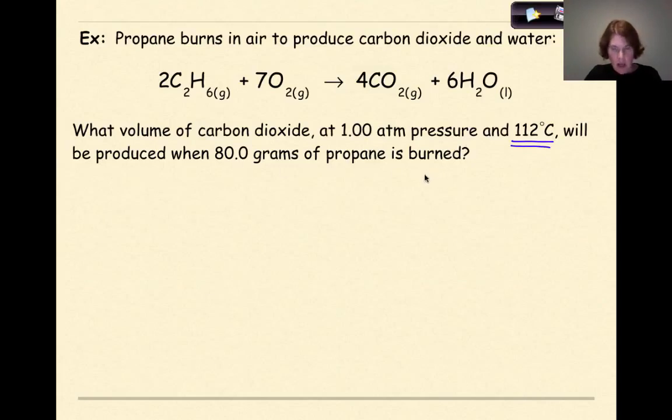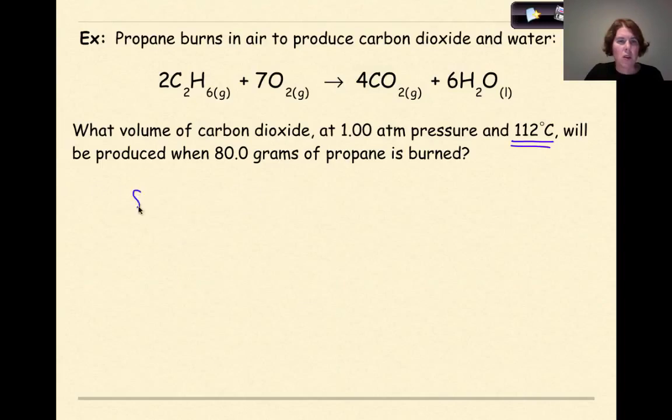Well, the first thing that I want to do here is I need to look at my 80 grams. I have 80 grams of propane, so I want to get this technically to moles of carbon dioxide. And the reason why is I'm at 1 atmosphere, which is great. That's STP. But my temperature is not STP. So that ultimately means I'm going to need PV equals nRT. So let's start with our mantra, convert to moles.